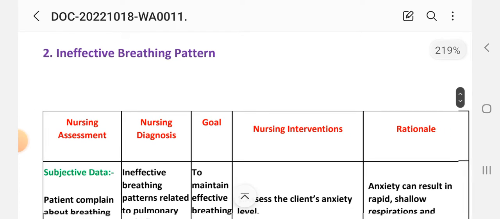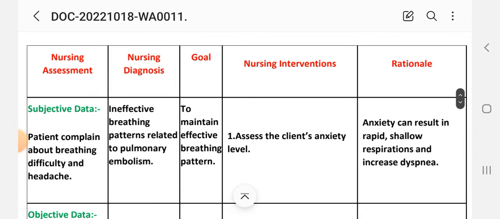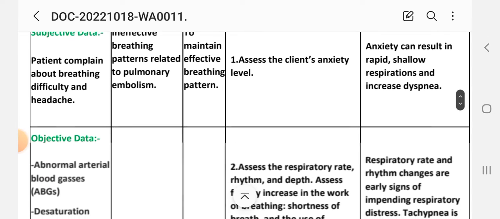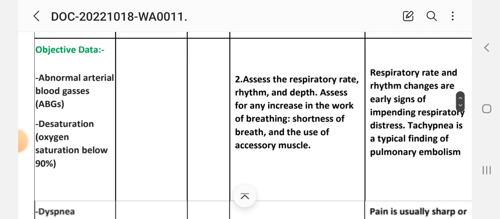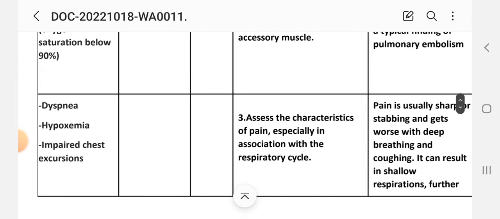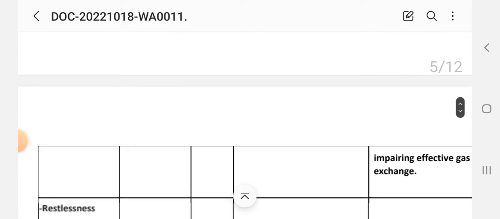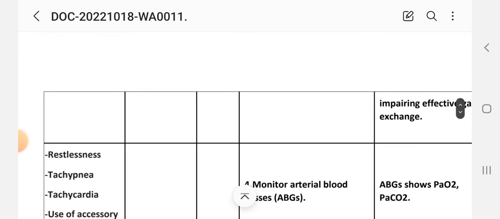Nursing assessment, diagnosis, goal, intervention, rationale, same steps. First, subjective data: patient complaint about breathing difficulty and headache. And objective data here: abnormal arterial blood gases, desaturation, oxygen saturation below 90%, dyspnea, hypoxemia, impaired chest excursion, restlessness, tachypnea, tachycardia, use of accessory muscles.